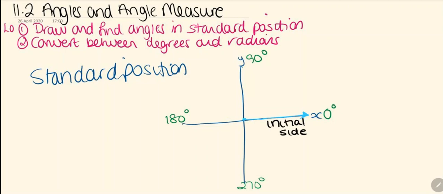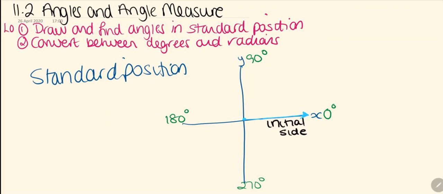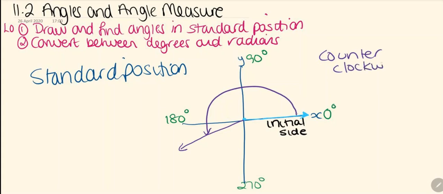So if I draw an angle that came from here and I came this way, this is counterclockwise. The angle is going to be positive.